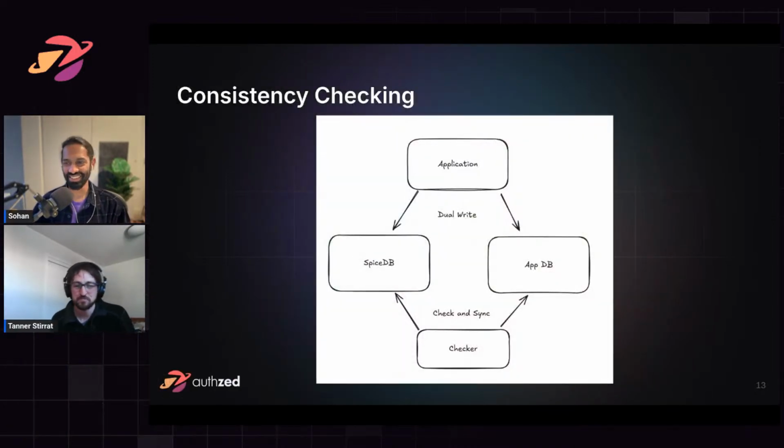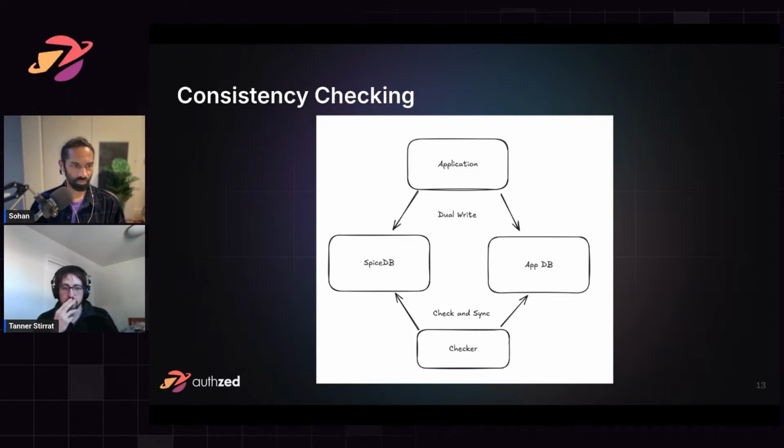So another one is out of band consistency checking. And the idea here is that you don't try and solve the dual write problem directly. You still just have your application writing to one place and writing to another place. But then somewhere outside of the system, you have something that's on a cron job, something that's on a timer that goes through and tries to look at what's in SpiceDB and what's in your app database, and tries to see whether they agree with each other.